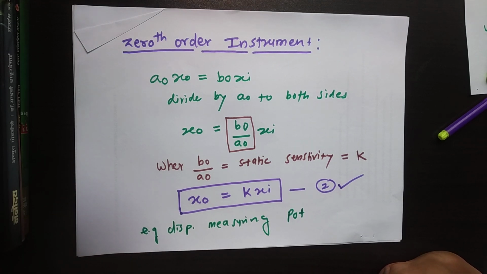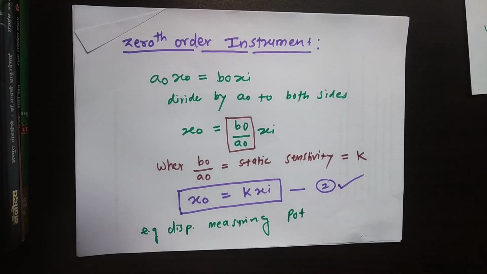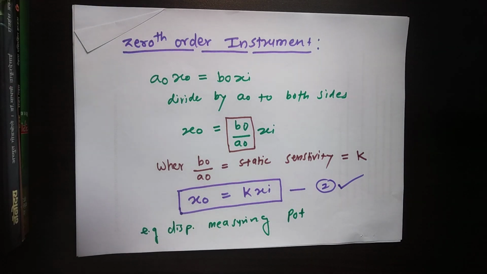So in the exam you may be asked to give an example of the zeroth order instrument. So in order to give the answer, you have to write displacement measuring pot is one of the examples of the zeroth order instrument. So I think you may understand this concept.